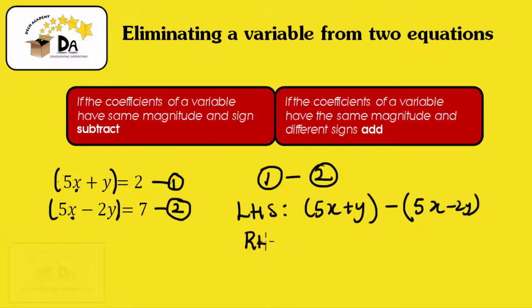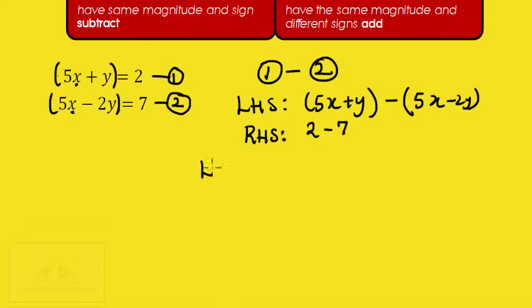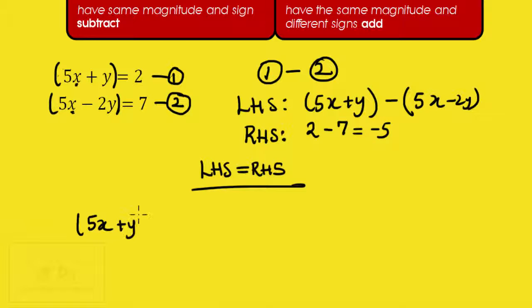The right-hand side subtraction is simply 2 minus 7. Equating the result of the left-hand side and right-hand side subtraction gives this equals that. 2 minus 7 is equal to minus 5. So we have 5x plus y minus 5x minus 2y is equal to minus 5.